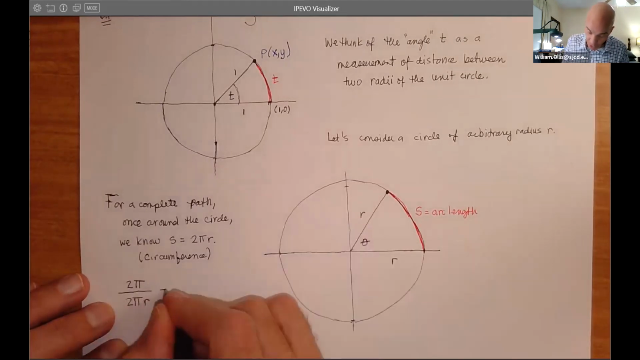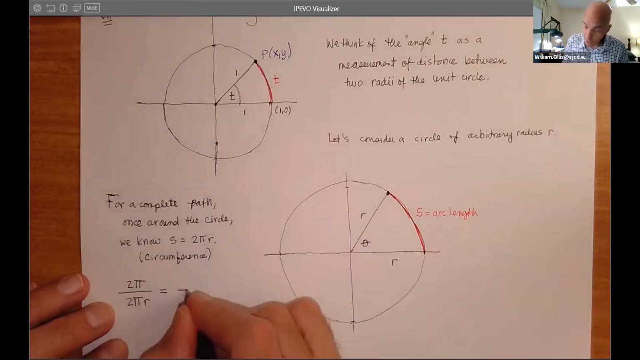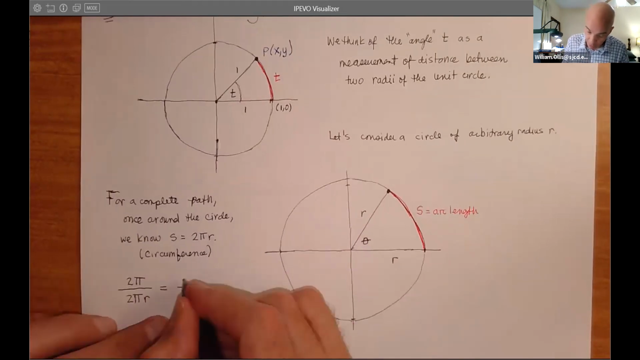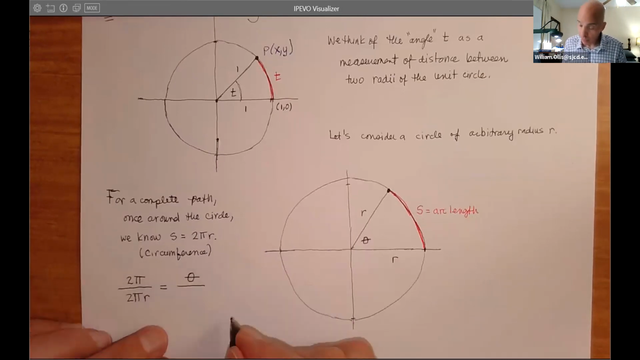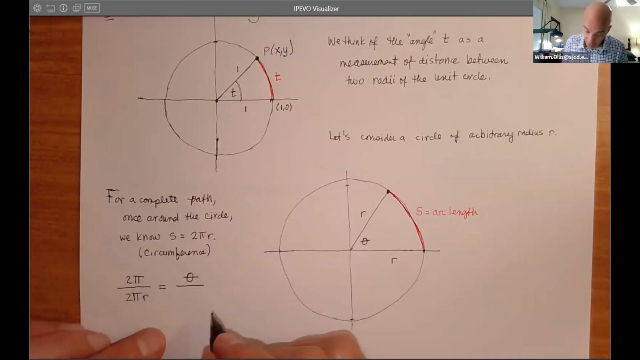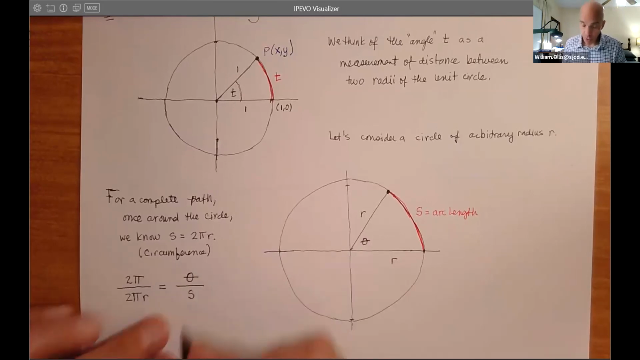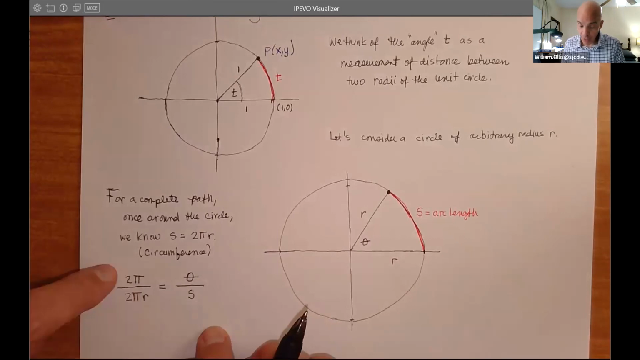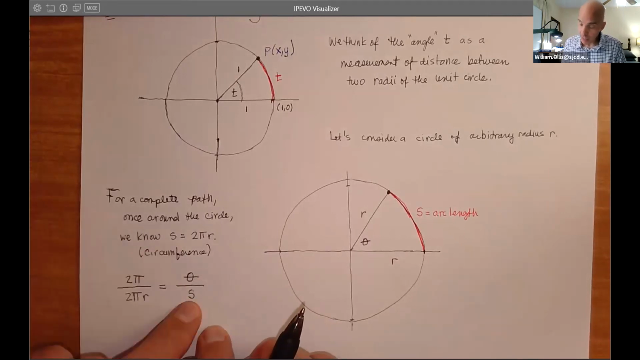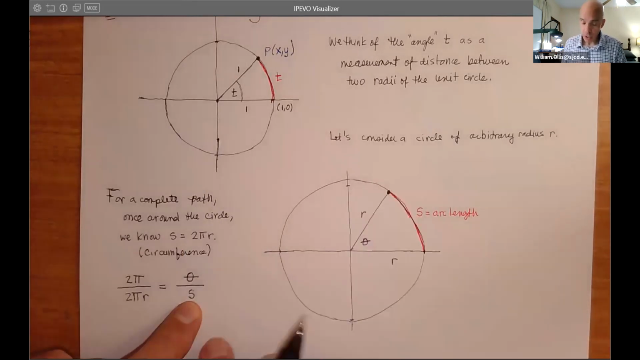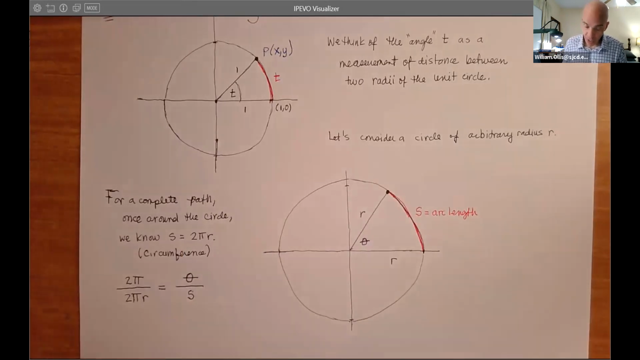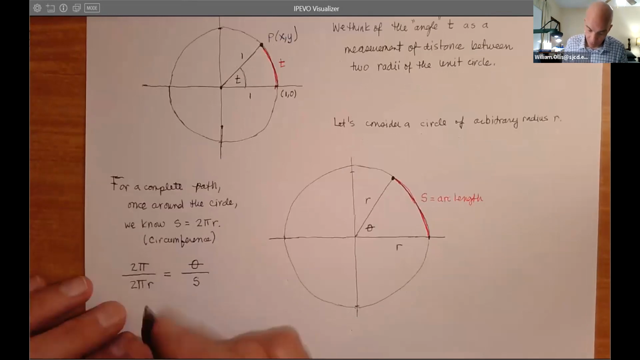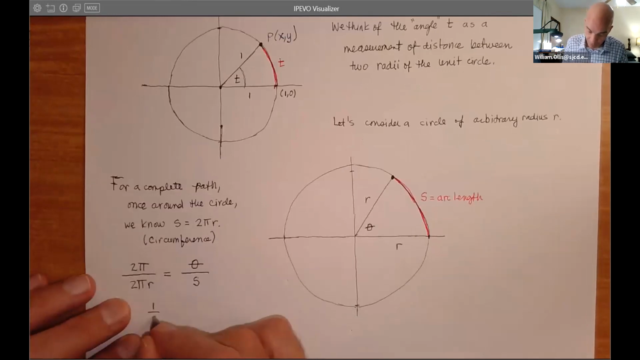So we're going to set up a ratio and then say, okay, well, if we just have some arbitrary angle here, theta, what's S going to be? So again, we say 2 pi is to theta as the distance around the complete circle is to the distance here. So we set up a proportion. And so now, of course, the 2 pi is absorbed, and we get 1 over r equals theta over S.